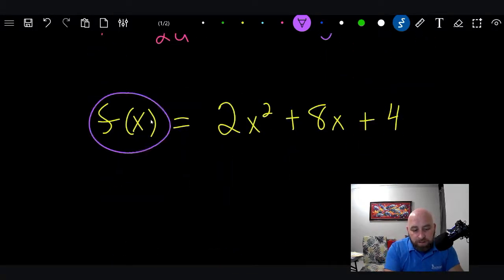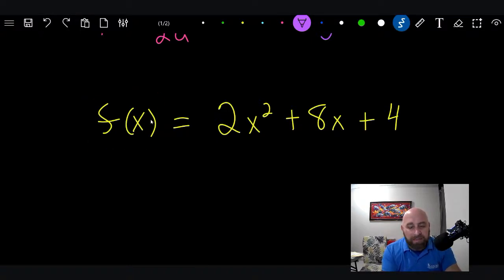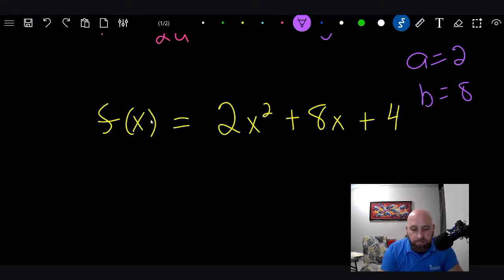So here's our function of x, and I say the standard form equals 0. In this case, we're just going to pretend like that's 0. That's our y, or that's our 0 right there. So we do have it in the standard form. 2 is our a, so a equals 2, and our b equals 8. We don't need our c, but our c is 4 if we do need it. But we don't need it.